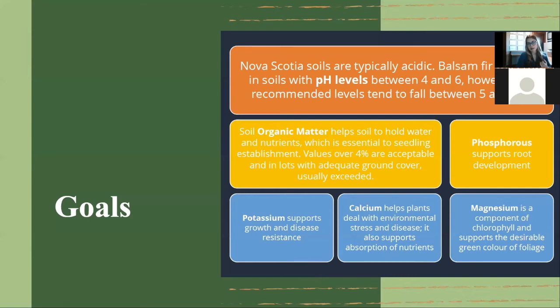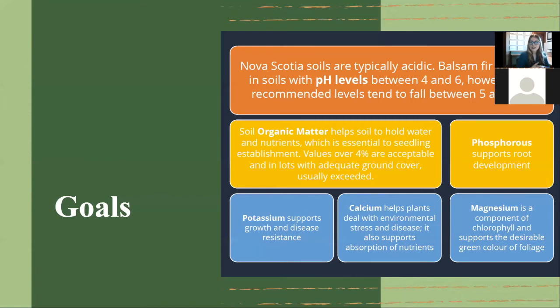It supports root development. So we talk about how over the years we're not able to have as good a germination, or seedlings don't do as well, or the roots don't necessarily grow to hold them when we get a bunch of frost heaving. Part of the reason for that could be that the phosphorus is low across Nova Scotia and Christmas tree lots. So if we're able to bring our phosphorus up just a little bit, we should have much better root development, more root mass, and be able to hold during those frost heave events.